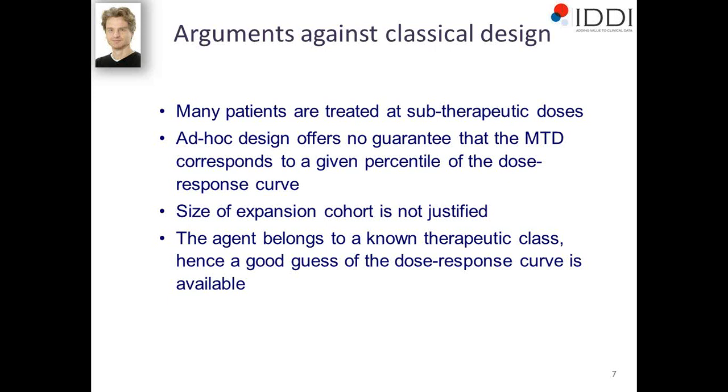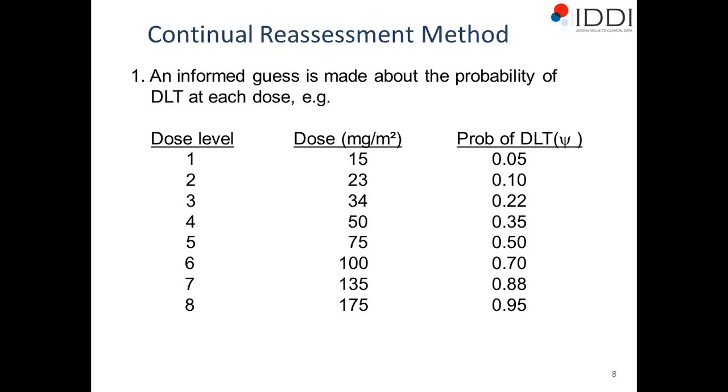And also, in this situation, for instance, we have an agent which we know, so we could have a good guess of the dose response curve, and therefore we could use it in actually selecting the doses which might be used for the next patient. So this is actually something which could be used in a more adaptive design, and there is a design like this. It's called continual reassessment method.